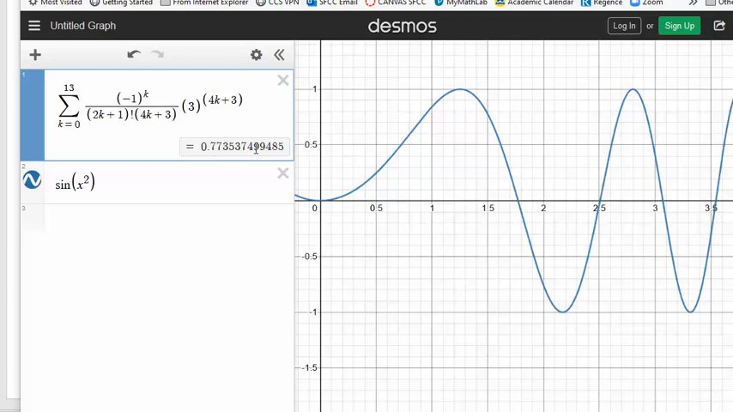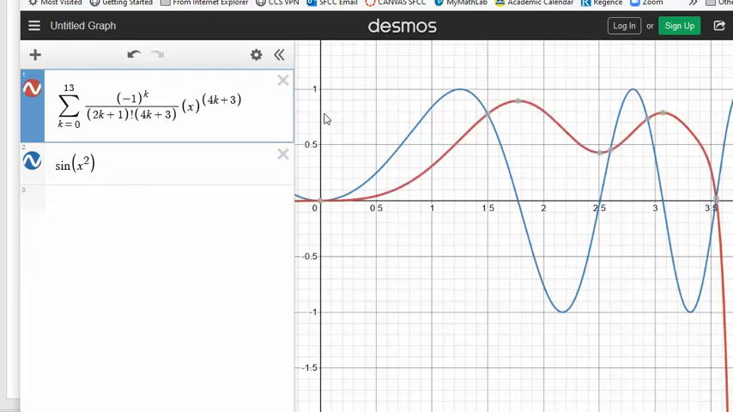Now we're going to modify this a little bit, and instead of a 3 here, I'm going to put an x. Now this x right here is not this x. This x is still representing the upper bound of the integral. So this x now is calculating the area under this blue curve from 0 to x by adding up the first 13 terms, or 14 terms, because we're starting at 0.